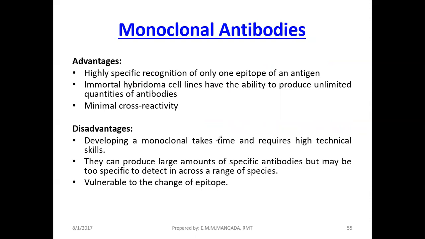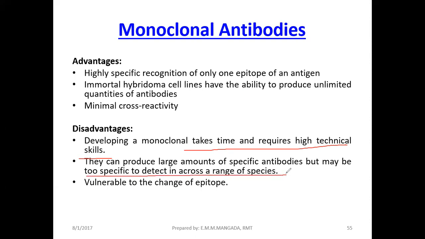Disadvantage: developing a monoclonal takes time and requires high technical skills. Why? Because we have the isolation of your B cells, and then the fusion of the antibody producing cell and the tumor cell to produce the hybridoma. So it's costly, it's laborious. They can produce a large amount of specific antibodies, but they may be too specific to detect across a range of species.